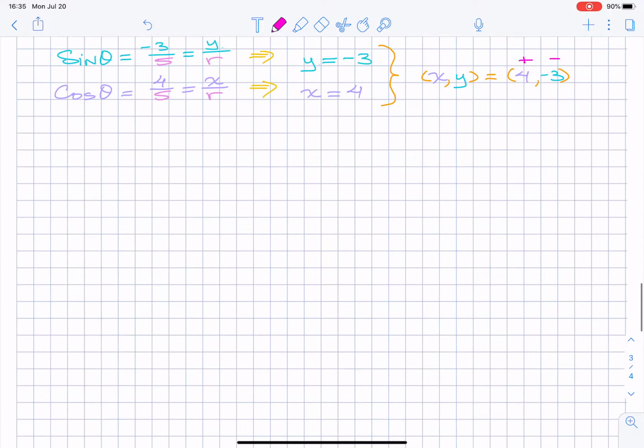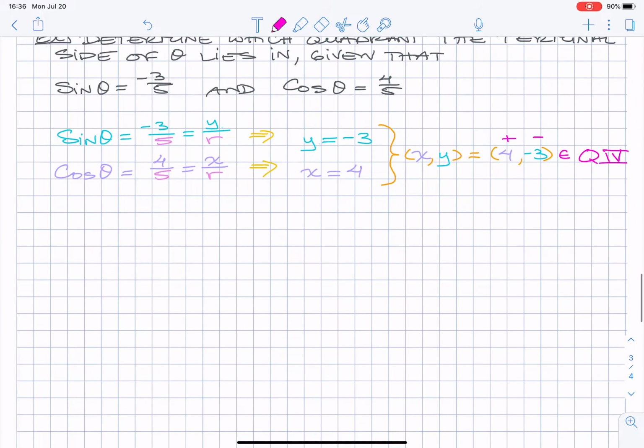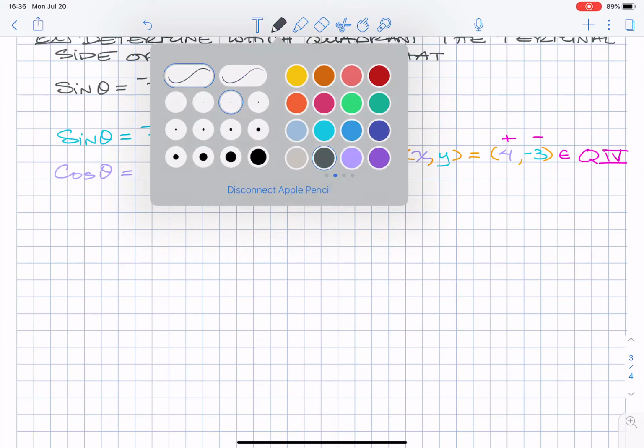So I claim that this is in. So in is like a C with a line. It looks like it's an E, but it's a C with a line. That's the way we write it. So let me move this to the left a bit. This is in. And the way we write quadrant 4, QIV. So the point 4 comma negative 3 is in quadrant 4. Okay, so let's do another example.